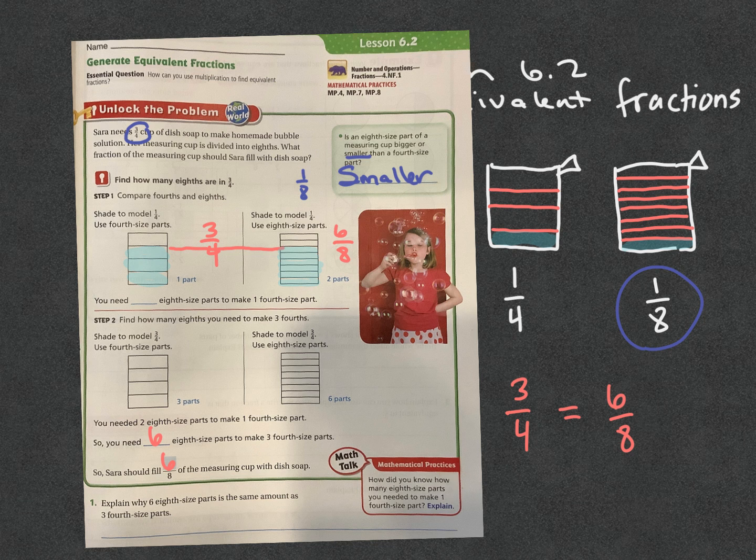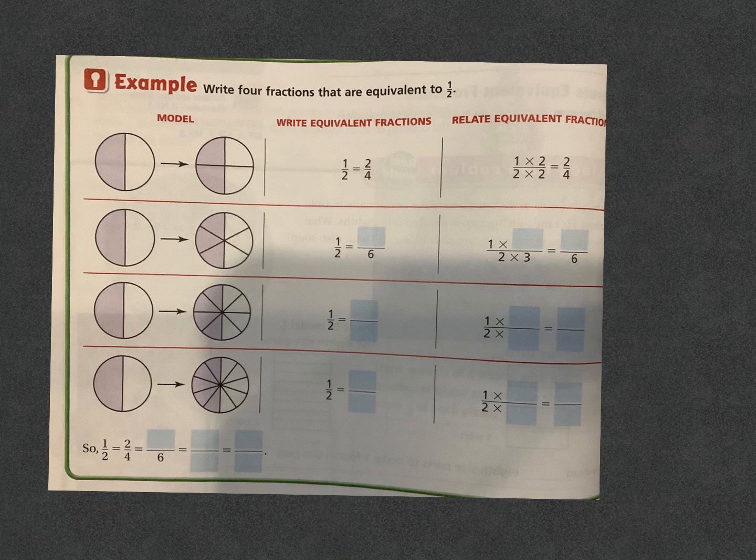So this next example wants us to write 4 fractions that are equivalent to 1/2, or 1 out of 2 parts. 1 out of 2 parts is always referred to as 1/2. So here is 1 out of 2 parts, 1/2. And they modeled equivalent to that is 2 out of 4 parts, 2/4. 1/2 is the same or equivalent to or equal to 2/4.